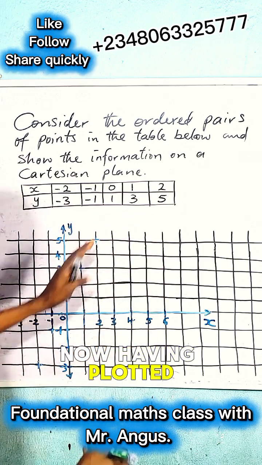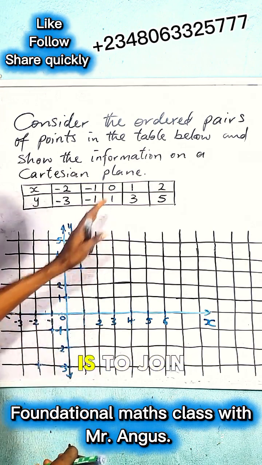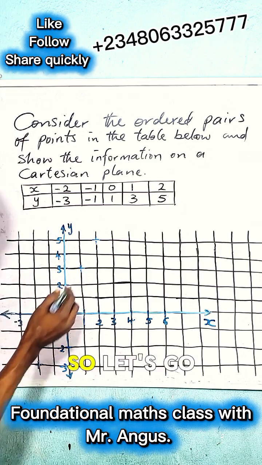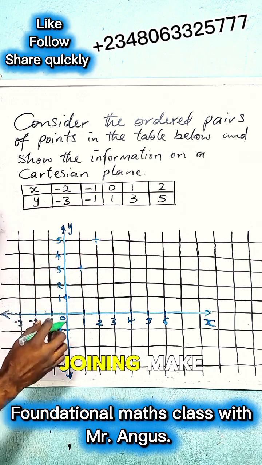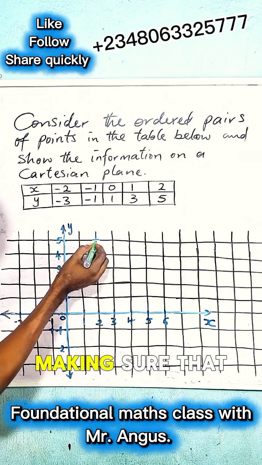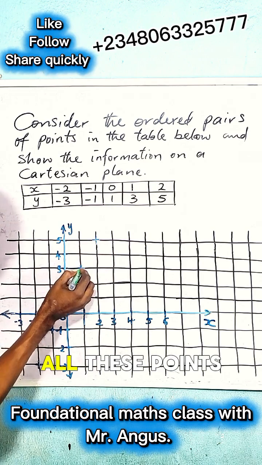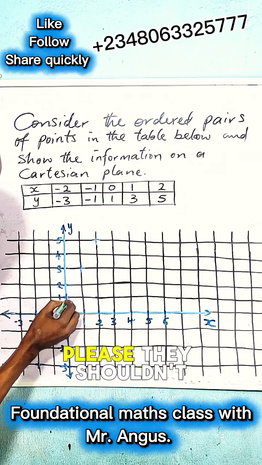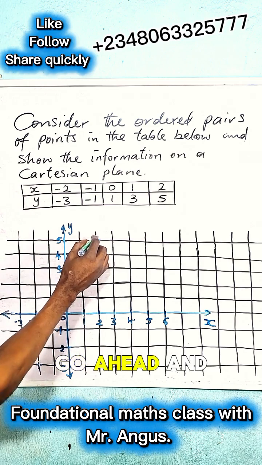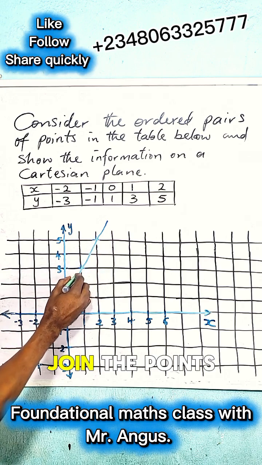Now, having plotted all the points, the next thing to do is to join them in order to get our graph. So let's go ahead. Please, while you are joining, make use of a straight ruler, making sure that your pencil falls inside all these points. Please, they shouldn't go out of them. So let us go ahead and join the points.